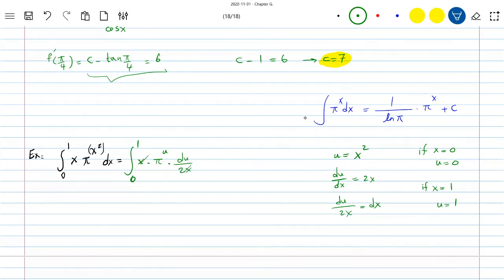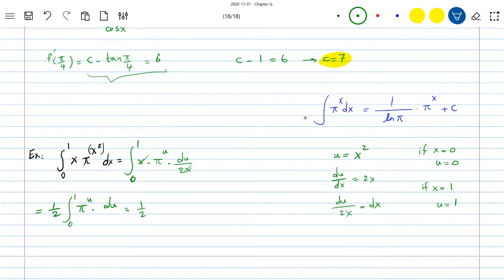The x's will cancel out, and we have the integral from 0 to 1 of pi to the u, multiplied by du over 2. du over 2 can be written as 1/2 du. You can always get rid of the constants by putting them up front. Just do not write 2 times that. It's 1/2 times this. Keep the 1/2.